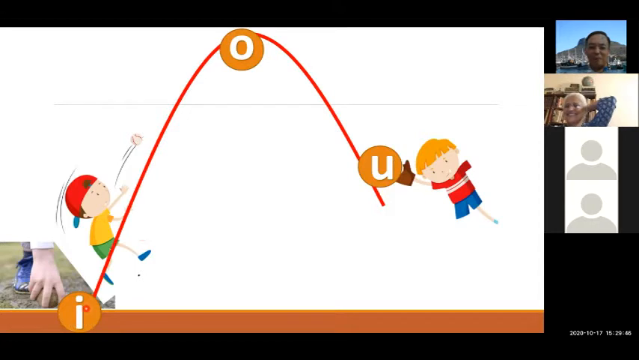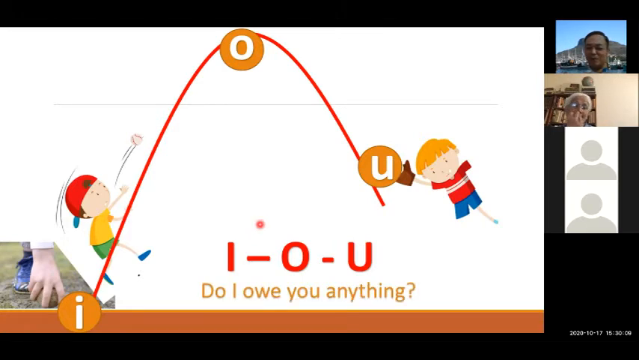Throw the ball, pick up the ball from the floor, throw it as high as you can. Don't touch the roof or the ceiling, right? You just throw it high up and you say I, O, and when he catches it, you say U. I-O-U, right? It's easy to remember. I-O-U, okay? So, do I owe you anything?